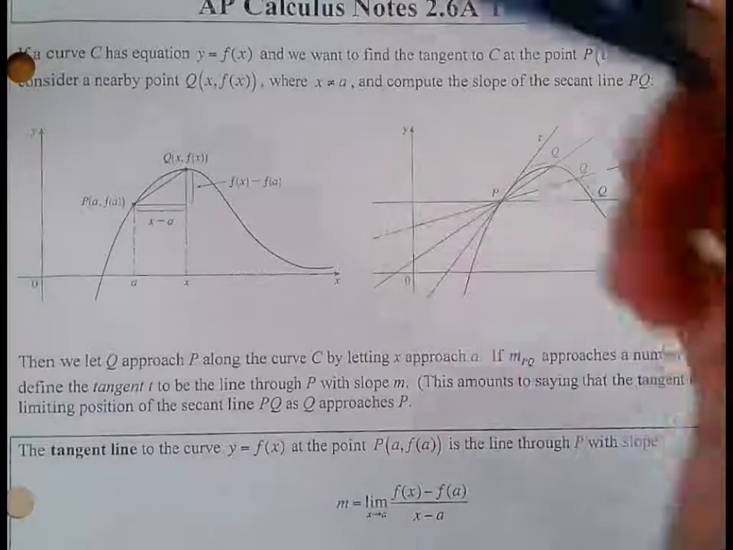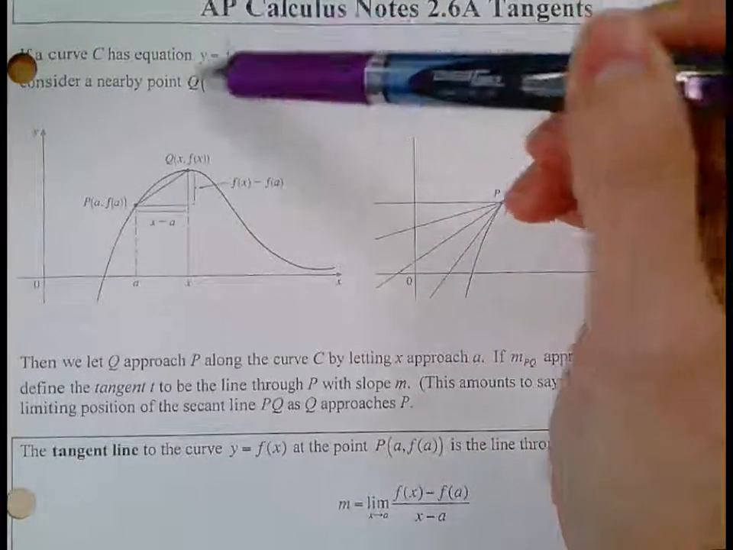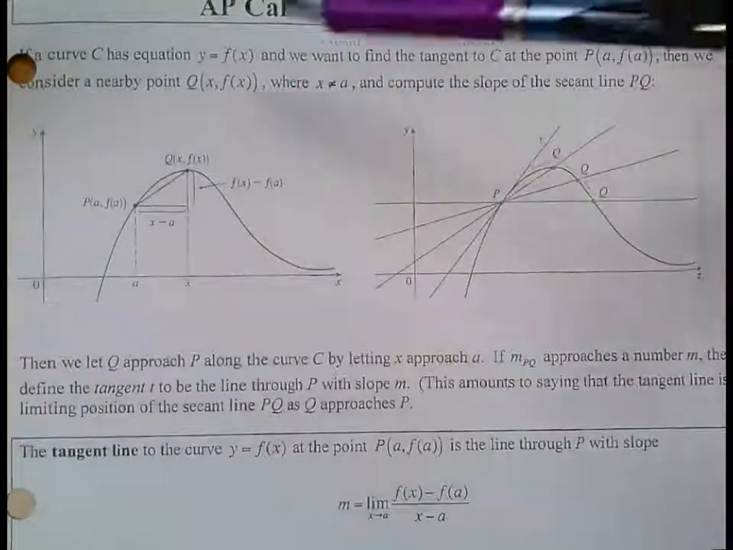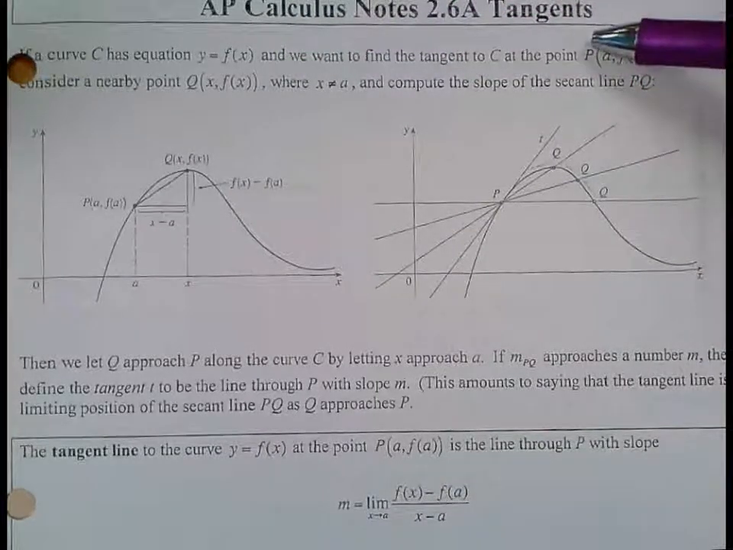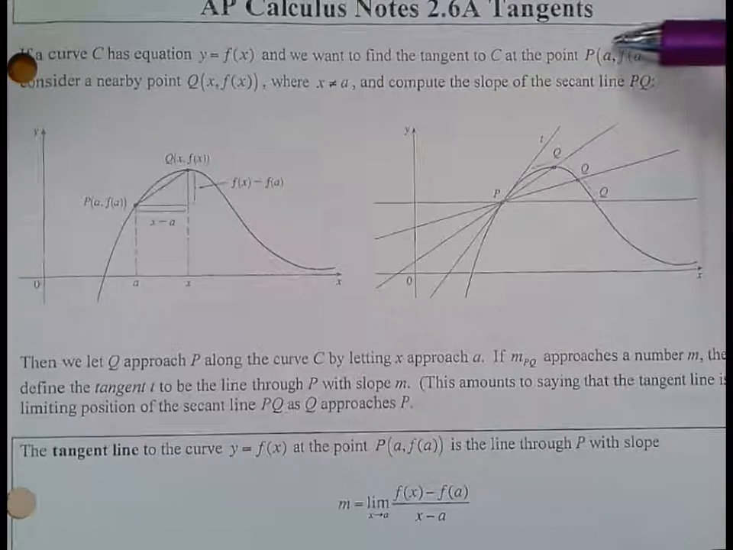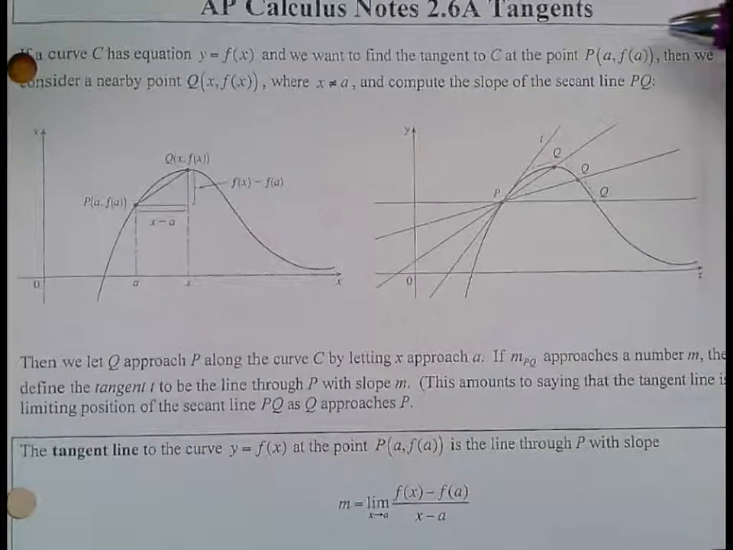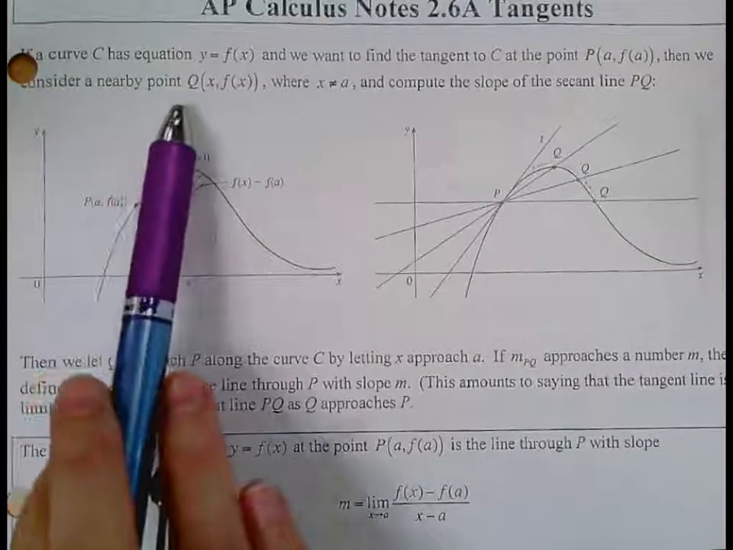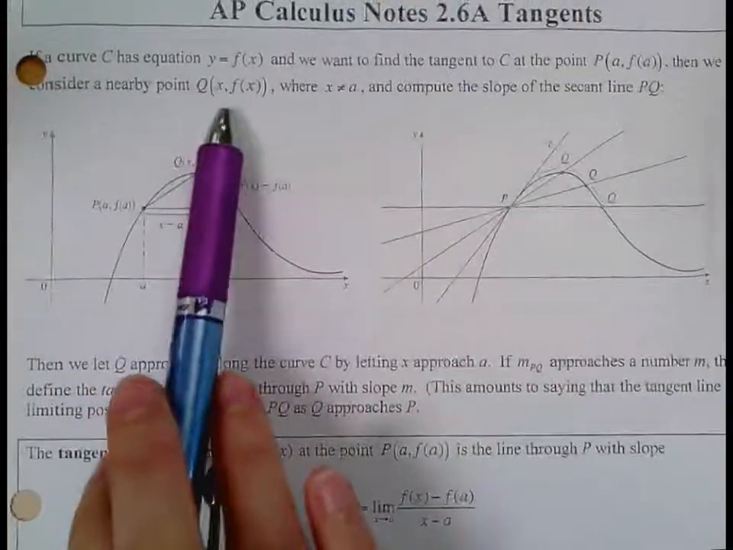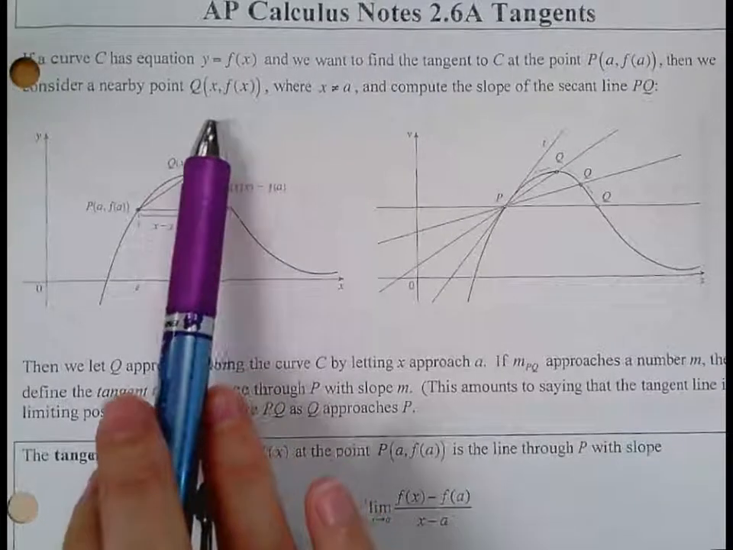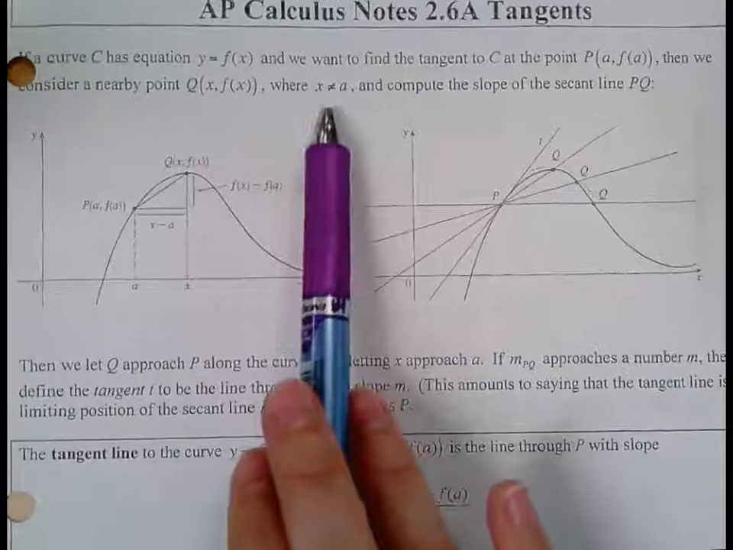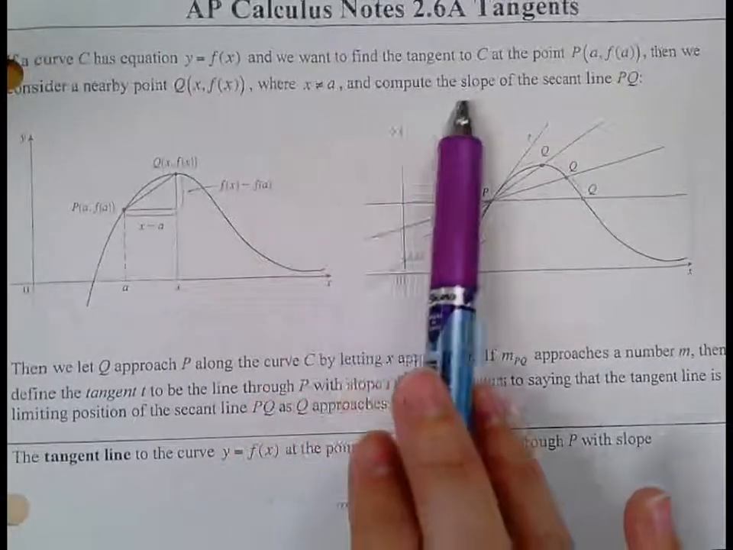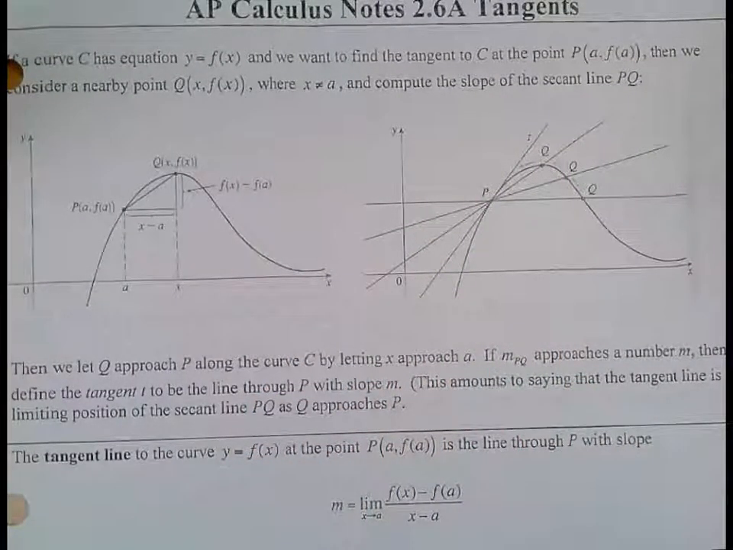It says if a curve C has an equation, so this is just in general, y equals f of x, some function, we want to find the tangent to C at the point P, and these are the coordinates of point P, so the x coordinate is A, and the y coordinate would be whatever f of A is. Then we consider a nearby point Q, and Q would be any other point that's also on the curve, so with any x coordinate, and then f of x would be the y coordinate, where x doesn't equal A, and we compute the slope of the secant line PQ.